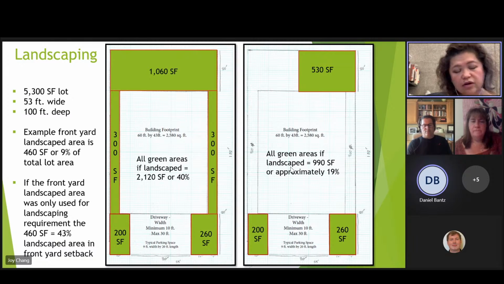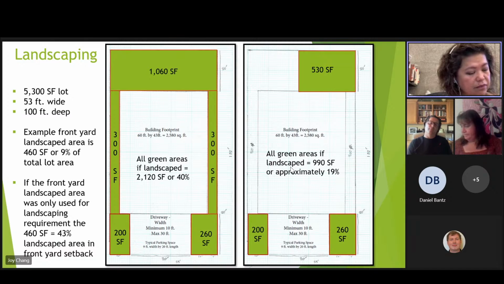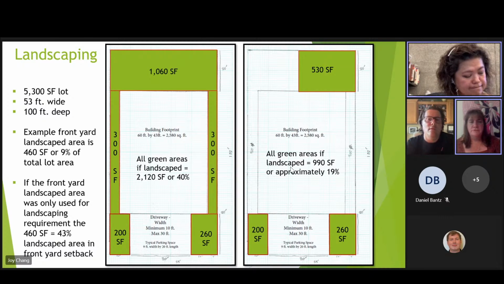So just looking at our chapter 16.92, which is landscaping, it's not defined within our definitions, but within that particular chapter, it says all areas not occupied by structures, paved roadways, walkways, or patios. Okay. So we have a definition.